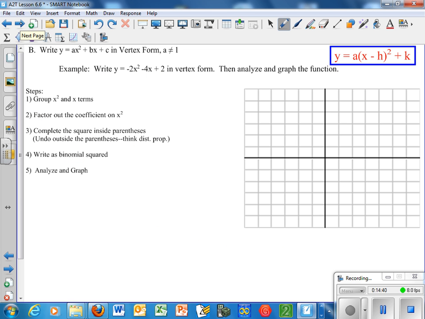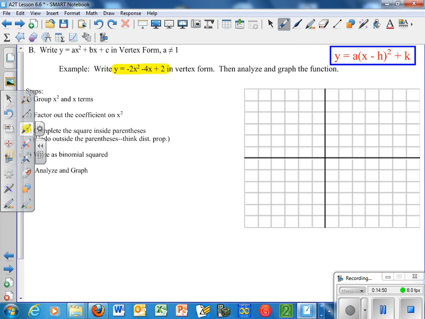Now we'll get into a little bit trickier one, when there's something other than a 1 in front of x squared. So if you look right here, now we're dealing with that one. When a is not equal to 1, it gets a little trickier, so please listen very carefully, replay this a few times if you need to.